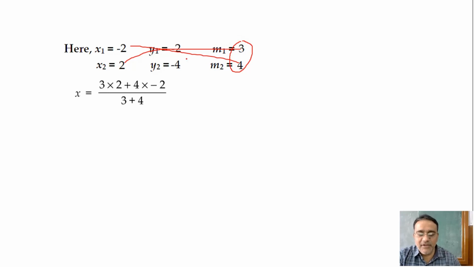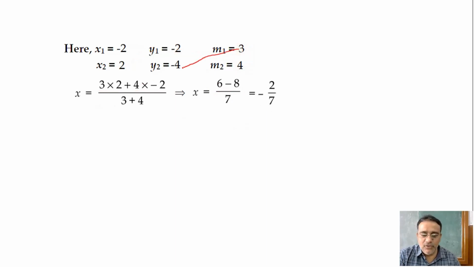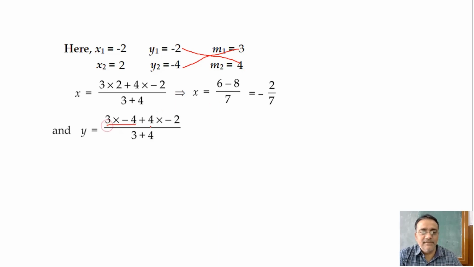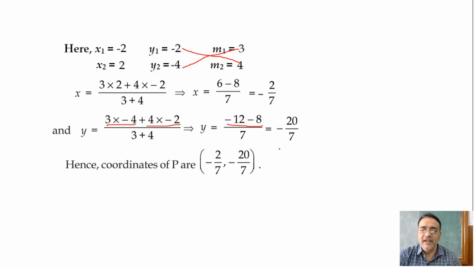So what are we going to get? 6 minus 8 upon 7, so minus 2/7. Next, for y: 3 into minus 4 plus 4 into minus 2 upon 3 plus 4. So minus 12 minus 8 upon 7. So we are getting minus 20/7. Hence the coordinates of P are minus 2/7 and minus 20/7. Any doubt in this question?